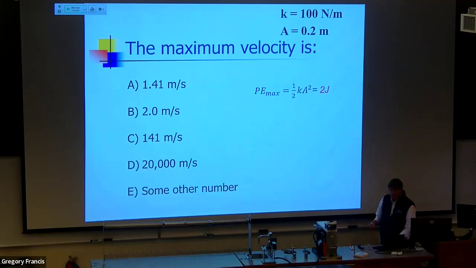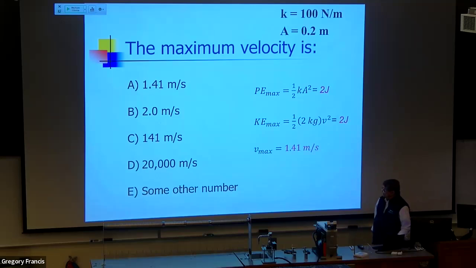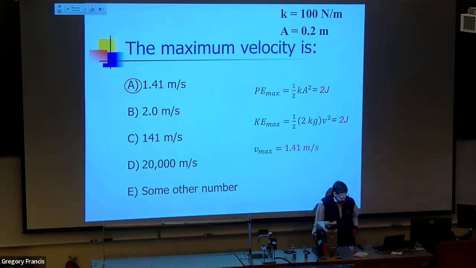Now, the fastest velocity, remember that's what we're looking for, is when all of the energy is in the motion of the block. And since it was a 2 kilogram block, the math is really easy there. Essentially, I just have V squared is equal to 2, and that gives me 1.41 meters per second. So A was the correct answer. Check that your neighbor got A. If not, slap them good.